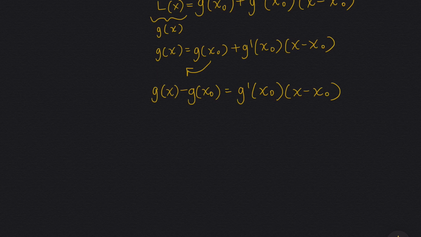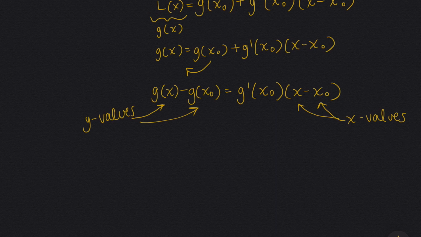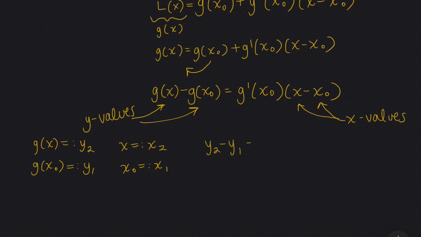Now, wait a second, these are just y values. And these are just x values. So we have g of x could be y2, g of x naught could be y1. Then we have their corresponding x values. x would be x2 and x naught would be x1. If we replace that into our equation, what we really have is y2 minus y1 equals g prime of x naught times x2 minus x1.